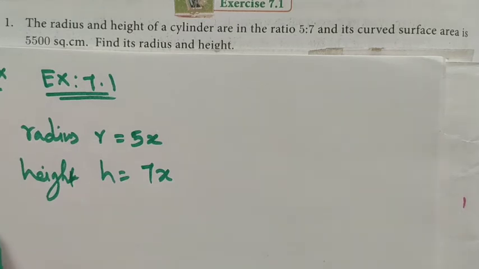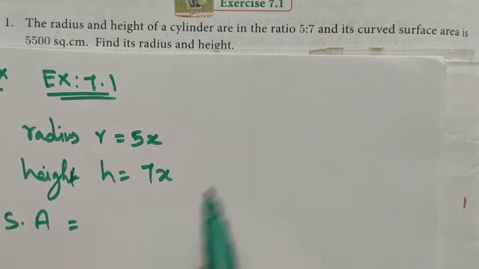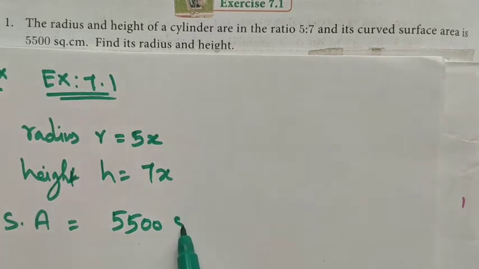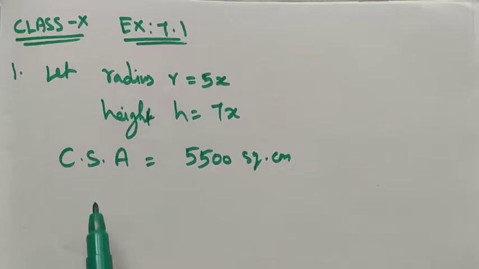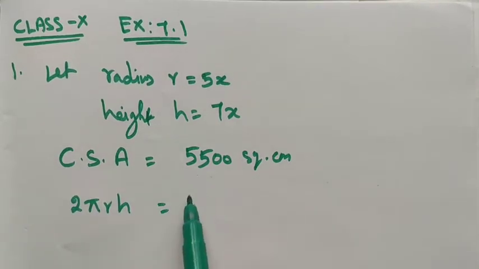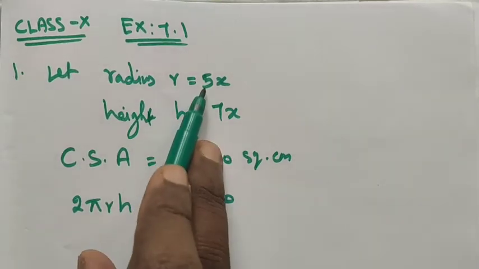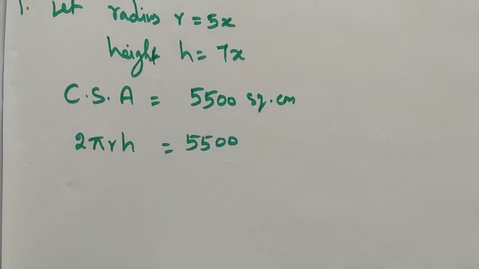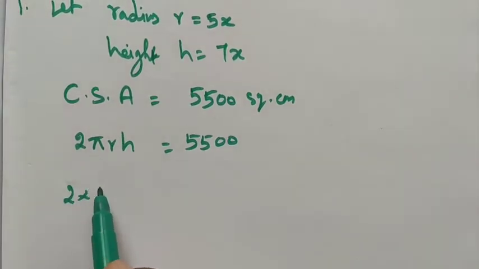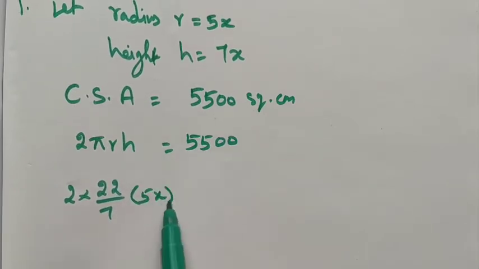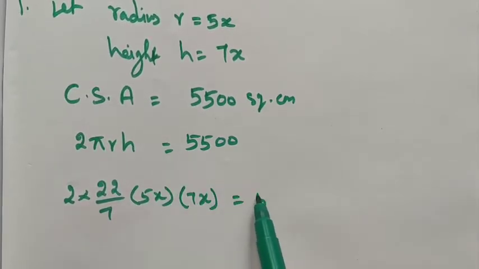And then the curved surface area, CSA, is given as 5500 square centimeter. We want to find the radius and the height. We know the curved surface area of a cylinder formula, that is 2 pi r h, equal to the value given as 5500. In the place of r and h, I am going to apply the values 5x and 7x. 2 into the pi value, 22 divided by 7, and then r is equal to 5x and h is equal to 7x.